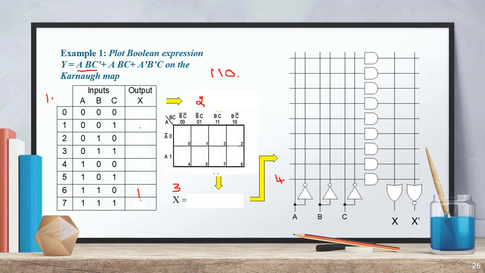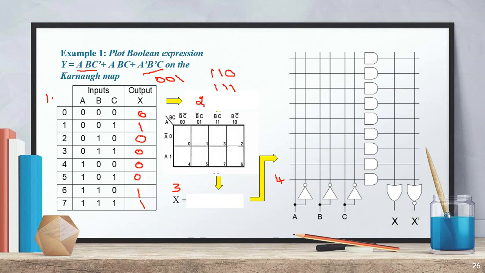The second condition is ABC, which is nothing but 1, 1, 1. So wherever 1, 1, 1 is there, make it logically high. And the last one, A bar B bar C. A bar B bar means 0 0, and C means 1. So 0 0 1 you have to make high, and whichever portion is not there, simply fill with 0. This is how you can draw any equation into the truth table.